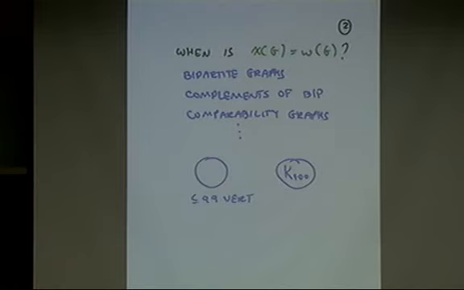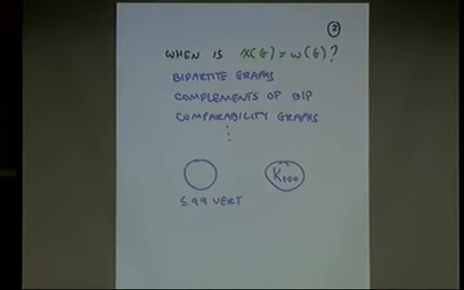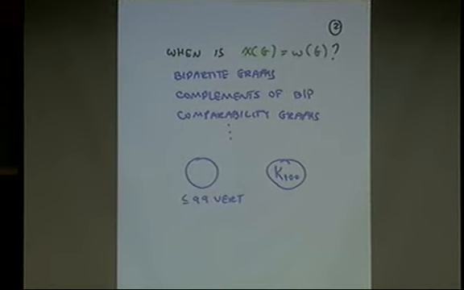Comparability graphs are another example. That's when you take a poset, a partially ordered set, and you make a graph whose vertices are the elements of the partially ordered set, and you make two vertices adjacent if the two corresponding elements are comparable. It's also not very hard to see that comparability graphs have this property.